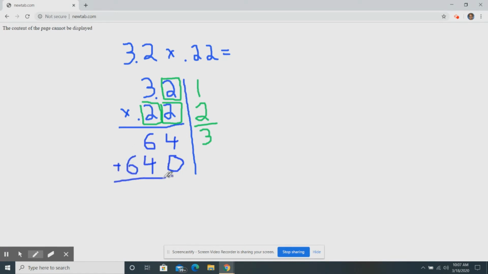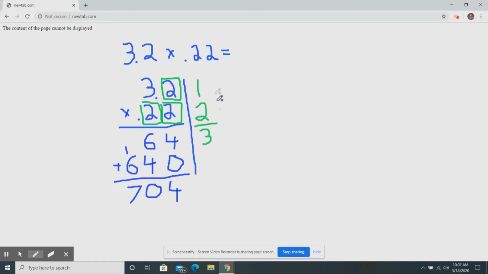Now we're going to add these together. 4 plus 0 is 4. 6 plus 4 is 10. So you're going to put the 0, carry the 1. 6 plus 1 is 7. Most of you would probably stop here and say, I'm done. The answer is 704. And that would be incorrect because of number 2 that I remind you of.